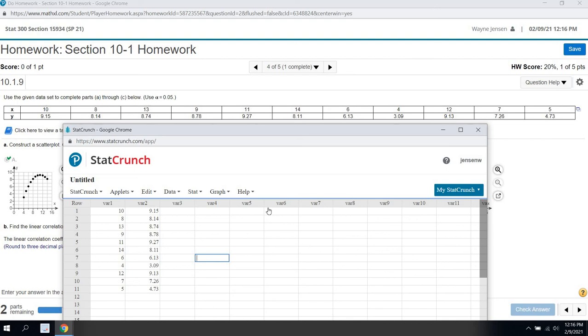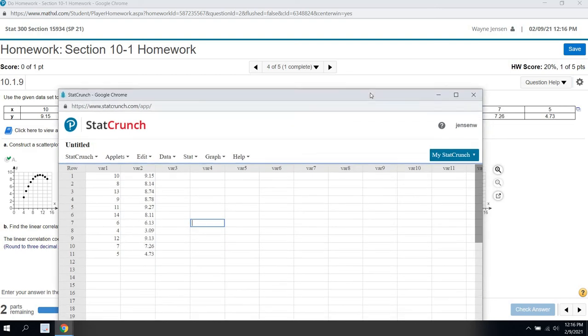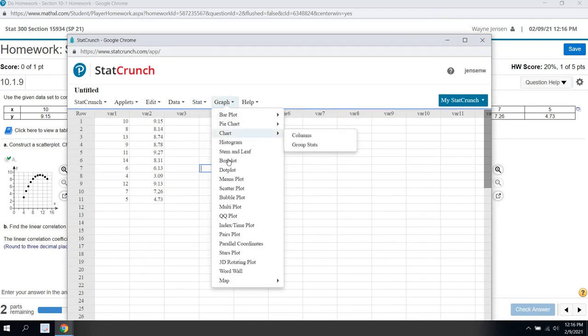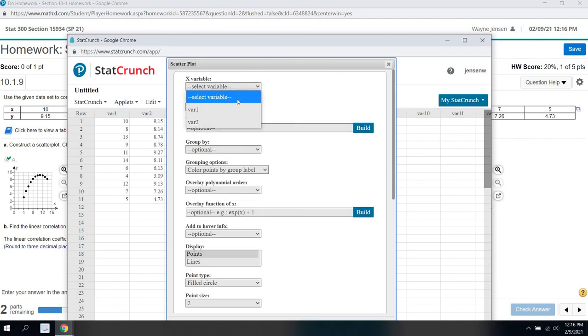And so what do we do now? Well, let me show you. Let me bring this higher. I wanted you to see that data. First of all, what you could do is go to graph, and you can now put a scatter plot. Now, the x variable is going to be variable 1. That's where we put the x's. The y variable is variable 2, so they have to be in these columns.